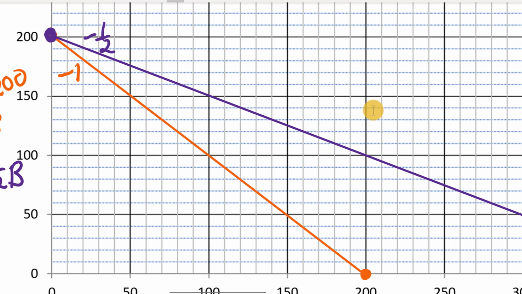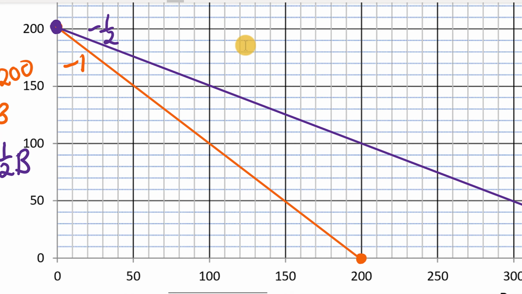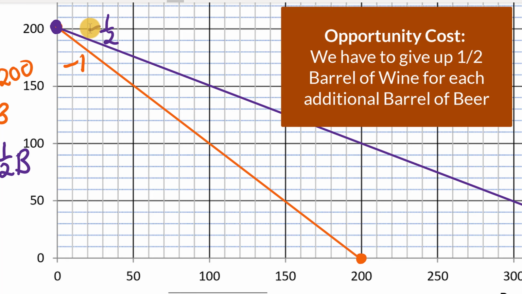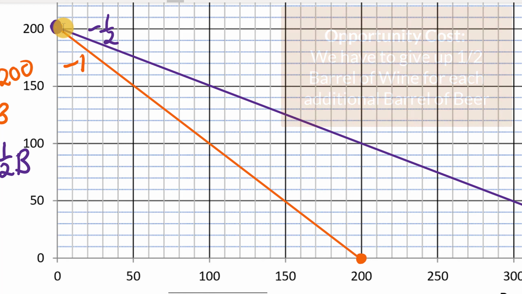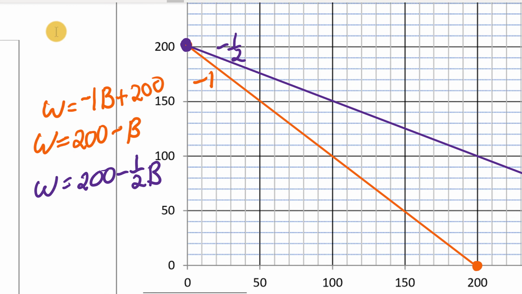So in the United States, we're looking at this purple line. So for every 1 unit, and in fact, we're going over 10 here, right? But for every 10 we go over, we're going down 5, right? So for every 10 beer we want, we're going down 5. So that's at the rate of over 2, down 1. In other words, for each additional barrel of beer we want to produce, in the United States we have to give up 1/2 of a barrel of wine, or half as much wine as the beer we're producing. And turns out that's just the slope.